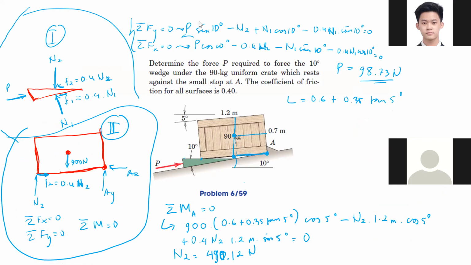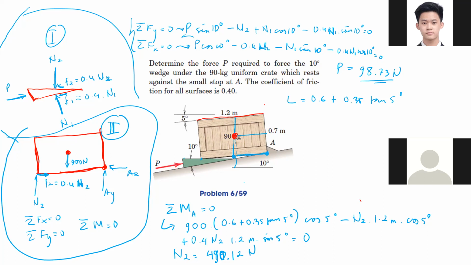Why is this 0.35 tan 5, sir? Why is the distance of the weight to A 0.6 plus 0.35 tan 5? It's about geometry, Matthew. The weight is supposed to be at the center here. Is 1.2 the horizontal direction? Yes, 1.2 is the horizontal distance.